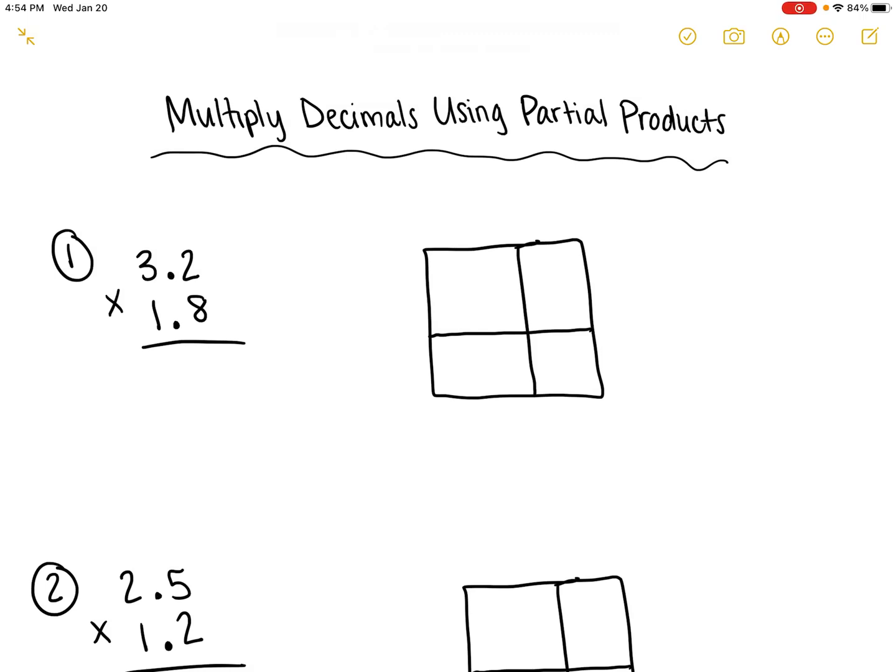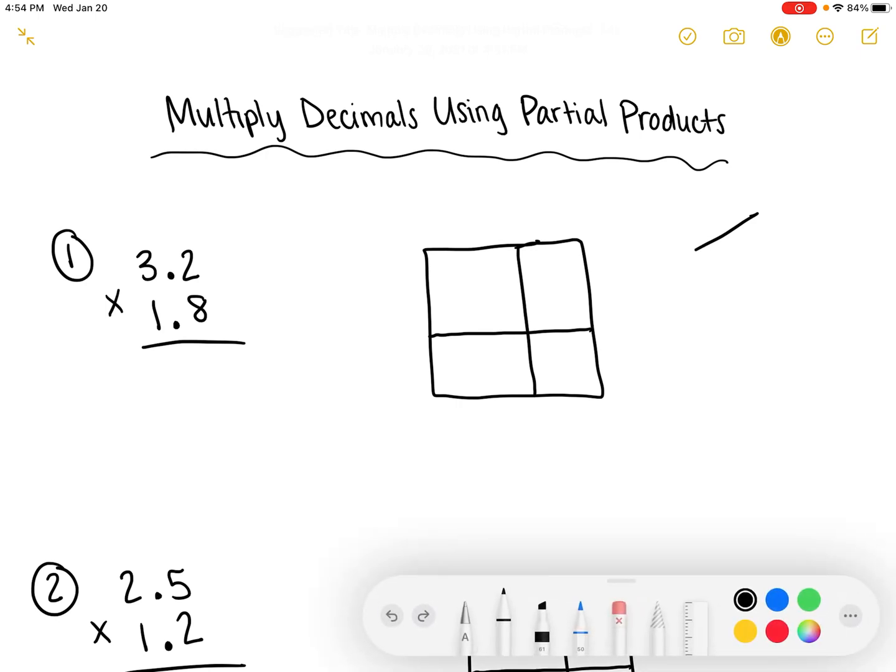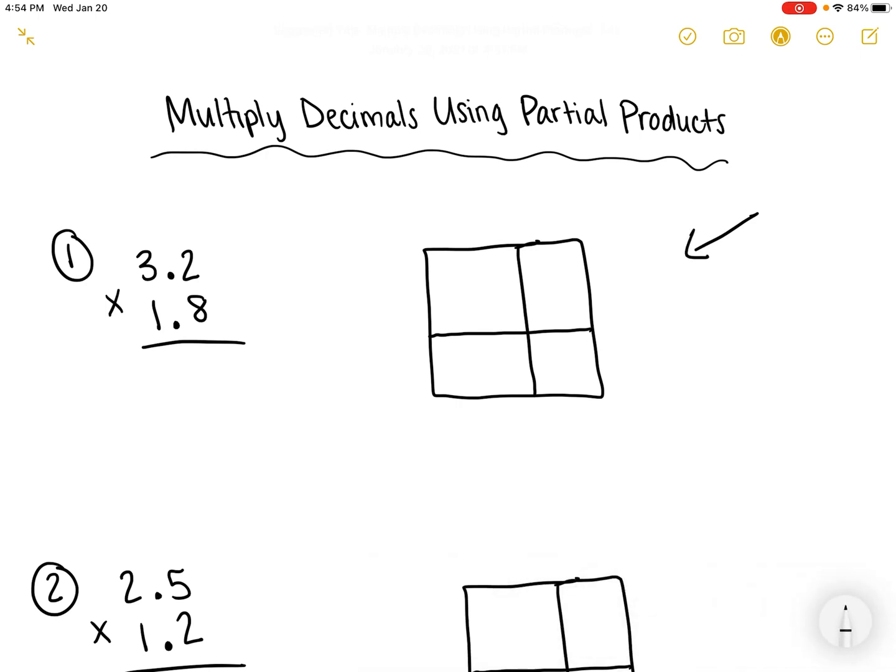Today we will be learning about multiplying decimals using partial products. So let's get started with number 1. For number 1, we have 3 and 2/10 times 1 and 8/10. So what we're going to do is use this box to find our partial products and to find our answer.